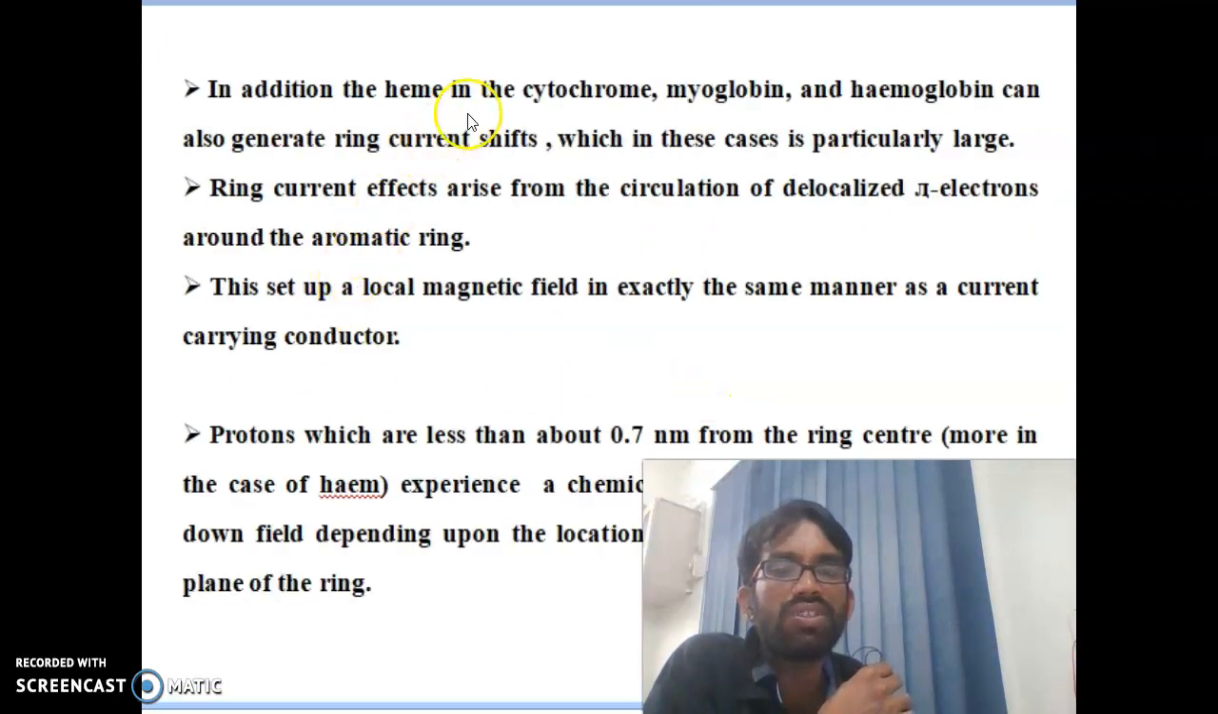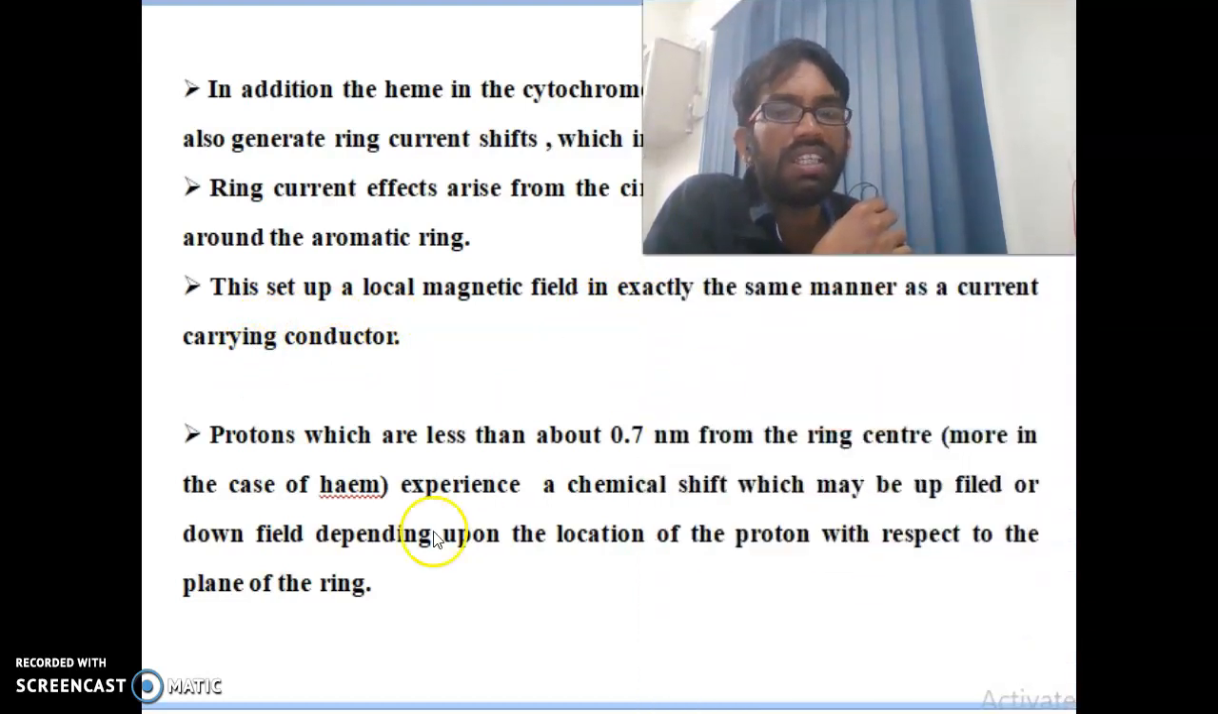Then you can see the heme group, as in cytochrome C, myoglobin and hemoglobin, can also generate ring current shifts, which are particularly large in this case. The ring current effect arises from the circulation of delocalized pi electrons around the aromatic ring. This sets up a local magnetic field in exactly the same manner as a current carrying conductor.